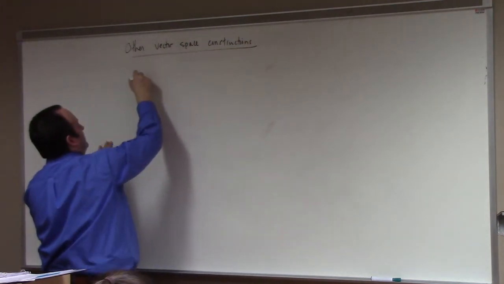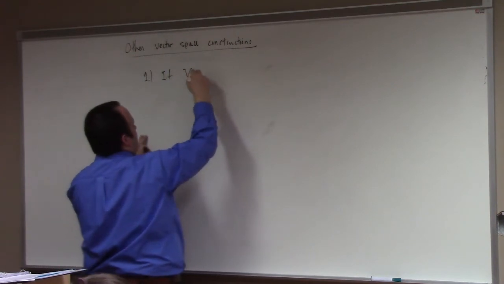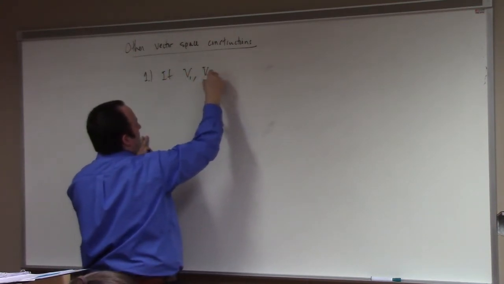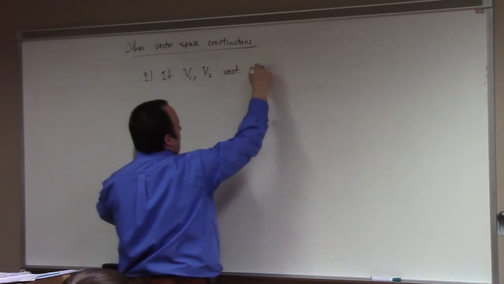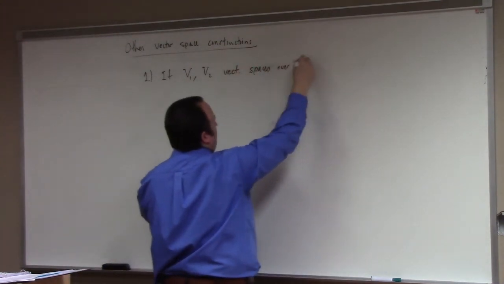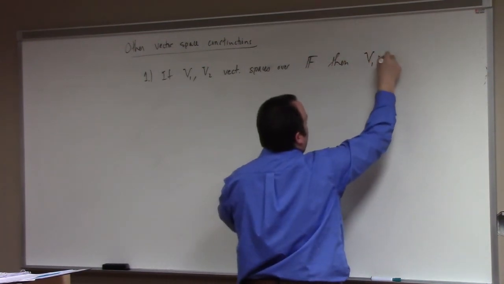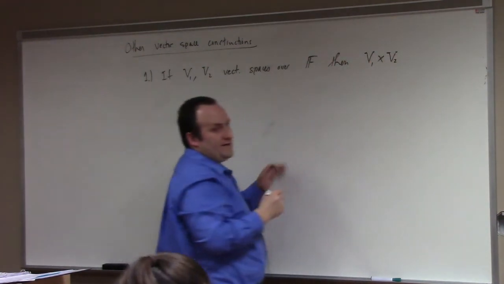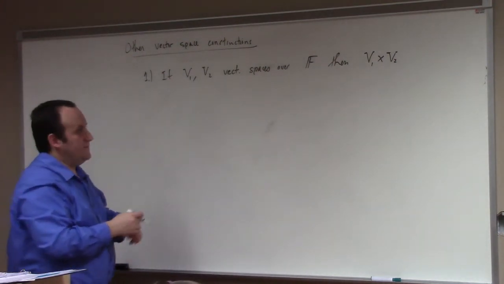So, number one, if we have V1 and V2 vector spaces over a field F, then you can make the Cartesian product of V1 and V2 a vector space over F. And the way you do that is very simple.